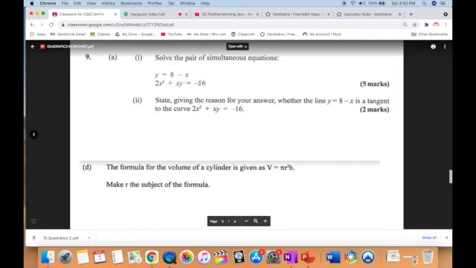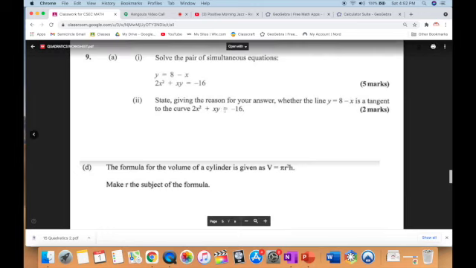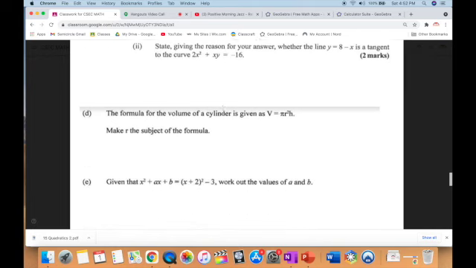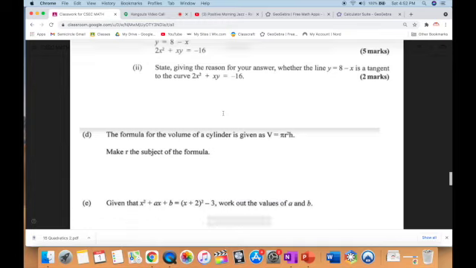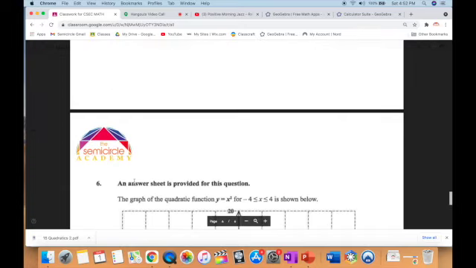So solve this pair of simultaneous equations and state, giving reason for your answer, whether this line is a tangent to this curve or not. Yeah? So I really want to see how you guys could tackle these questions here. This is another kind of number 3 factorizing question here, where you just factorize different stuff.